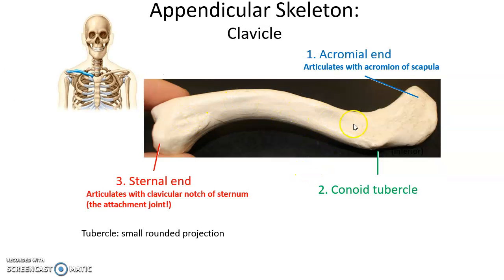The clavicle looks a little S-like in shape, and has three important features. It has an acromial end, which articulates with the scapula. It has a bump that sticks out inferiorly, known as the conoid tubercle, and then it has a flatter sternal end. The sternal end articulates, surprise, surprise, with the sternum.